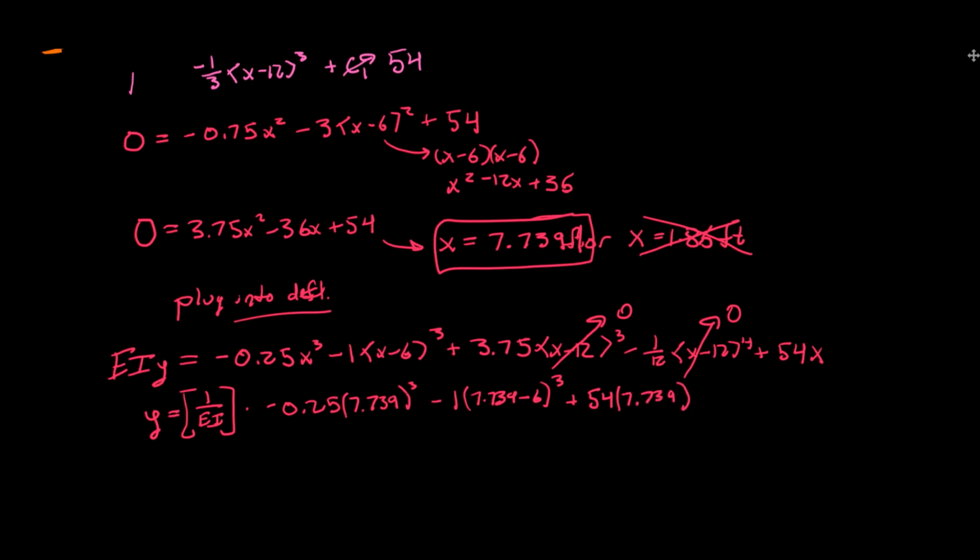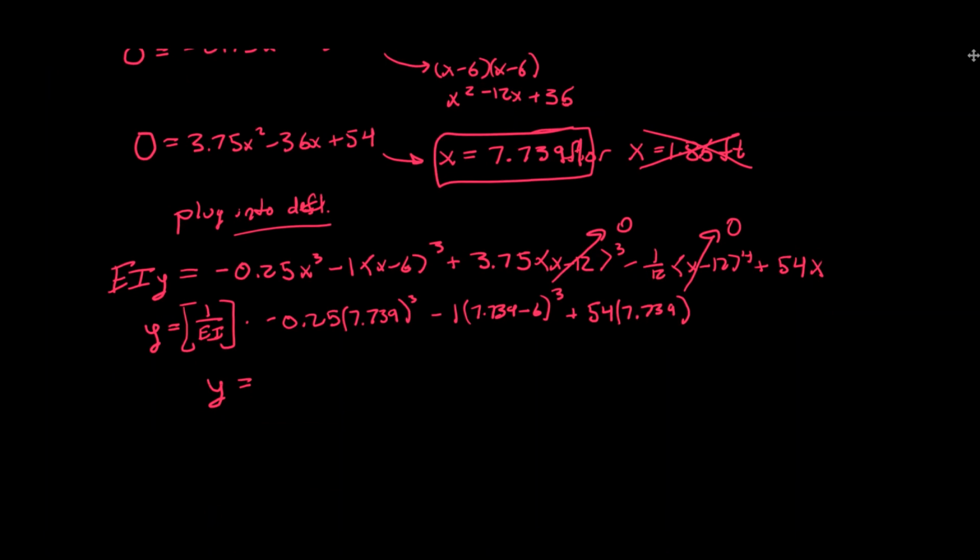And if I do that and plug everything in, I get y is equal to 296.77. The units on here are going to be kip times feet to the third, over E times I. So you might be wondering, where did these units come from? Kip times foot to the third.